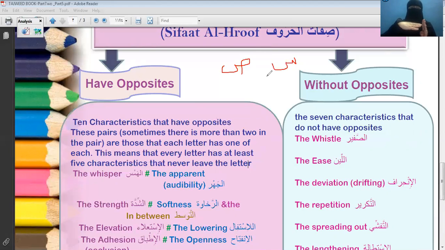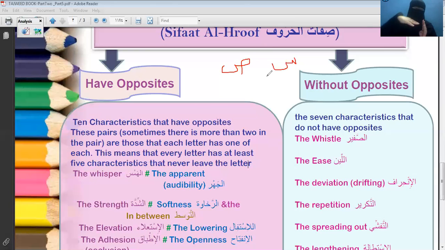If I wanted to pronounce the sin, I will lower my tongue. The tongue will be at the bottom. But if I wanted to pronounce letter sad, I will raise the back of the tongue. Lowering the tongue is called istifal. Raising the back of the tongue is called isti'la.